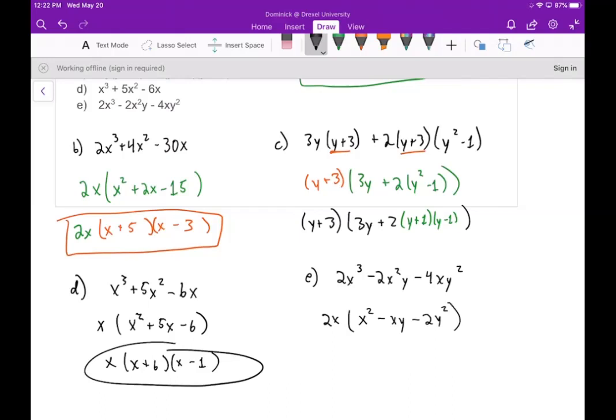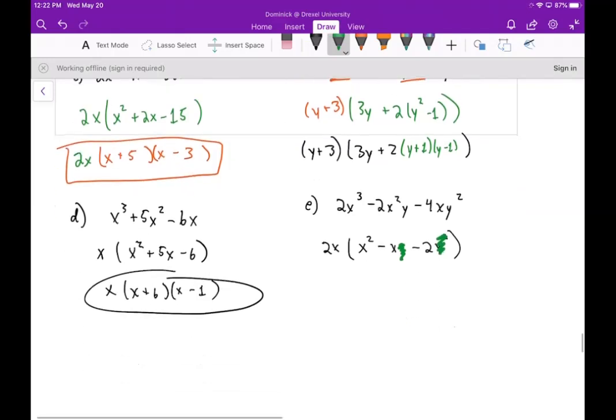Now this almost looks like something that we've done before, except for this y and this y squared are kind of messing it up. So what we're going to do is pretend for a second that they're not there. So 2x comes along. And if the y's weren't there, then we would need two numbers that multiply to negative 2 but add to negative 1. And that's x minus 2, x plus 1.